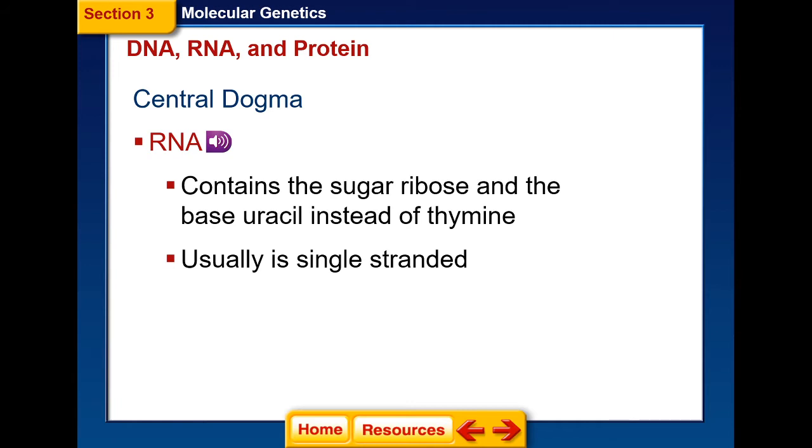Anyway, getting back to this, sorry about that. RNA is usually single-stranded, and it's very important that it's single-stranded, and I'll show you why towards the end of these notes.